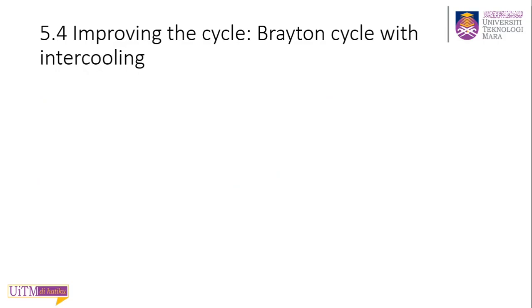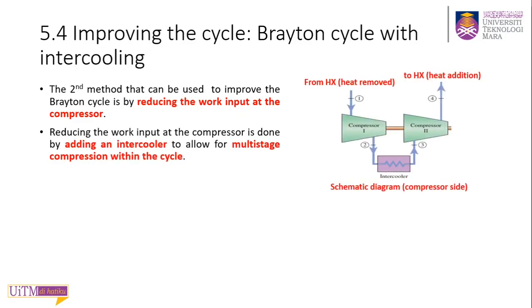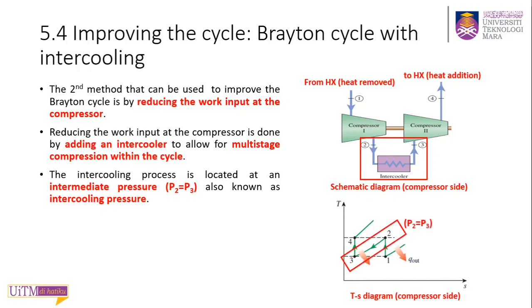Now, the second method which we can use to improve the performance of a Brayton cycle is by reducing the work input at the compressor. This is achieved by using the intercooling process, which is done by adding an intercooler to allow for multi-stage compression within the cycle. The intercooling process is located at an intermediate pressure, also known as the intercooling pressure.